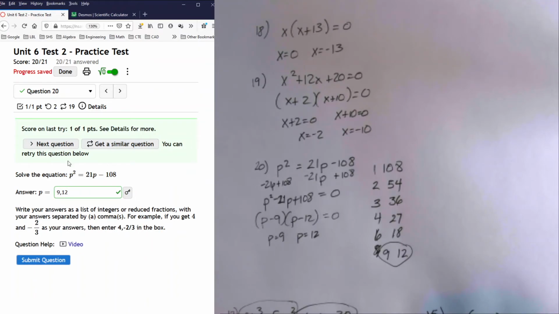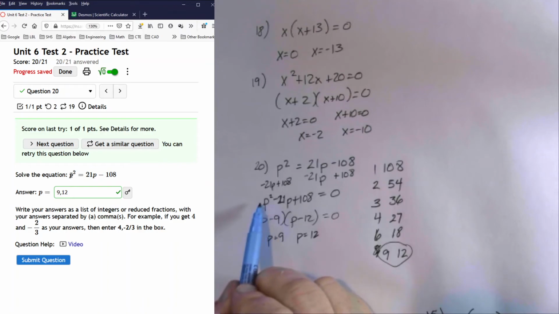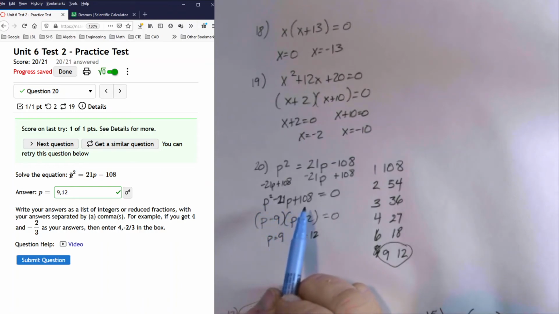Again, if you could not figure that out, if you couldn't go through that factorization and find those factors, you can put this equation, the p squared minus 21p plus 108, into Desmos and look for the x-intercepts. That's another way to solve that, solve it by graphing.